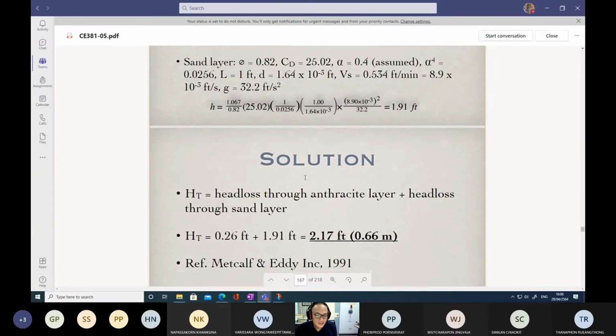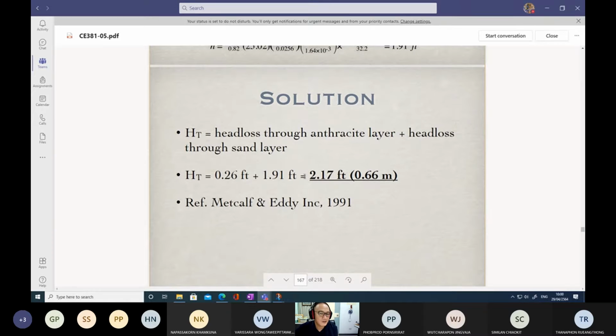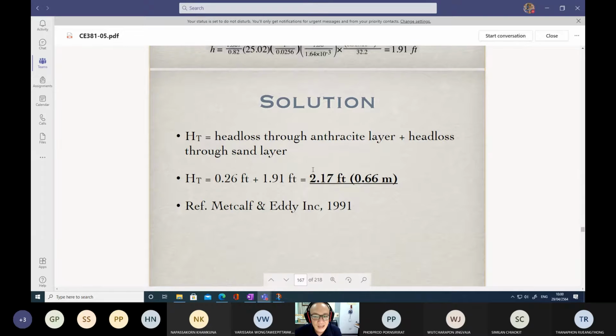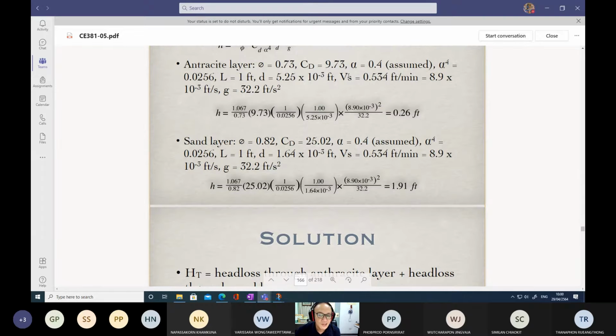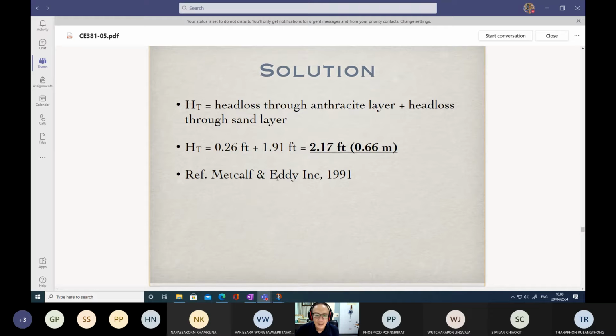And of course, once it gets clogged after being operated for some time, the head loss will increase because the porosity may not be approximately 0.4 or the same as when the media is clean. That is why after operation for some time the head loss will increase.